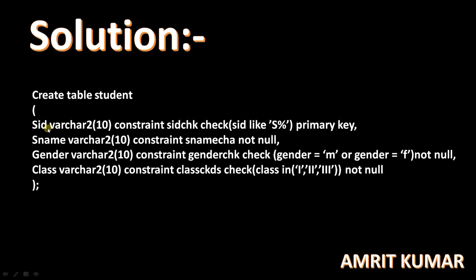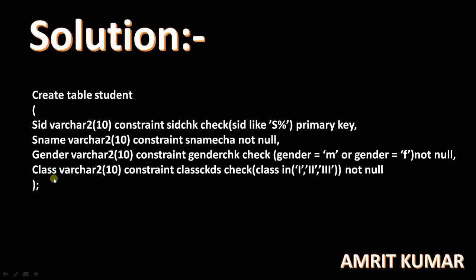So we have studied that SID should be the primary key. We have to make the restriction that SID should be the primary key, therefore we are using primary key here. Now, SNAME should also be varchar2, whose size is 10. Constraint SNAME_chk, not null. Now, gender of data type varchar2, whose size is 10. Constraint gender_chk. Now check gender is equal to 'male' or gender is equal to 'female', not null. So this is the criteria we have made for gender.